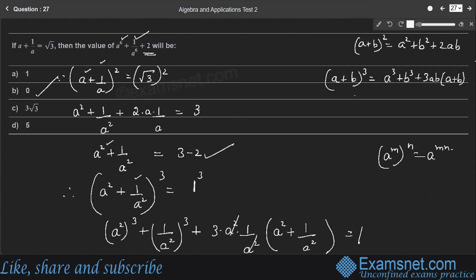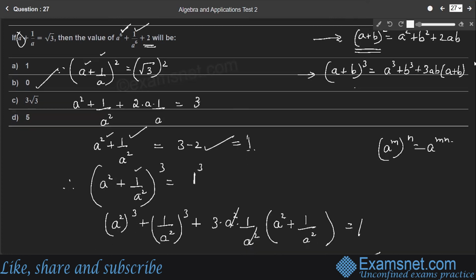Here students, to solve this question, we are using two formulae. One is a plus b whole square, another is a plus b whole cube. So let us raise the power of a and 1 by a to 2. For that, we need to square the given equation. Squaring both LHS and RHS, you will get a square plus 1 by a square as 1. Right? Again, we need to raise the power of a to 6. Right? For that, we need to cube the equation.